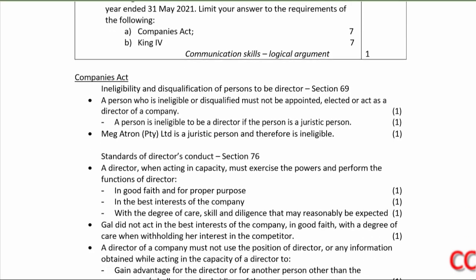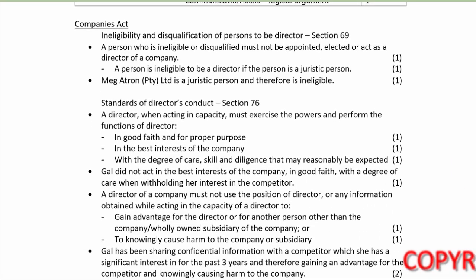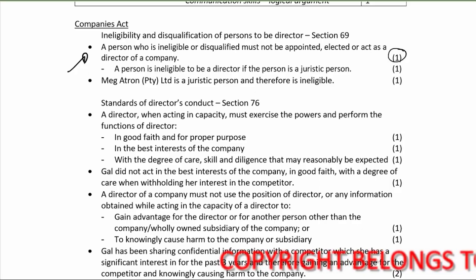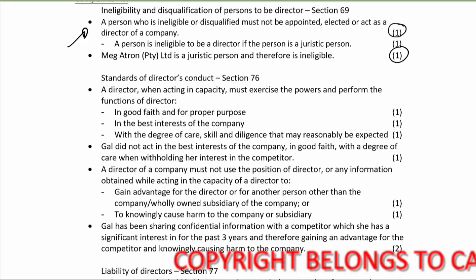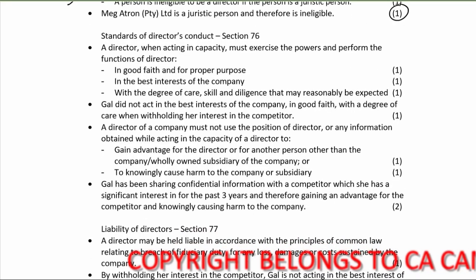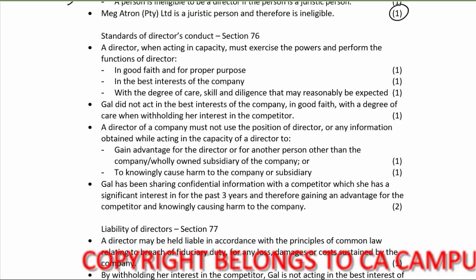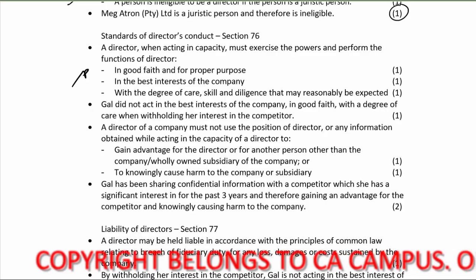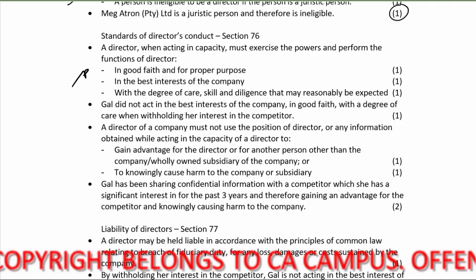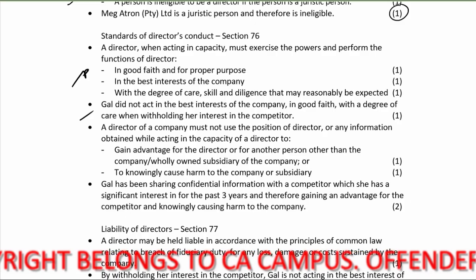So the solution, you're looking at concerns with regards to the Companies Act. So ineligibility of the director that is a juristic company. You've got a mark for the theory and a mark for the application. Standards of directors, so their conduct. Marks for theory, they must act in the best interest. Gal did not by not disclosing her interest.